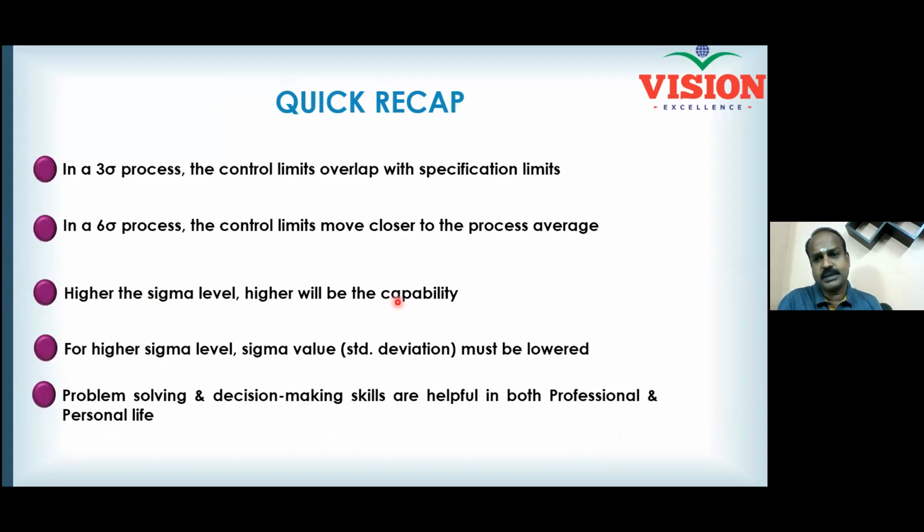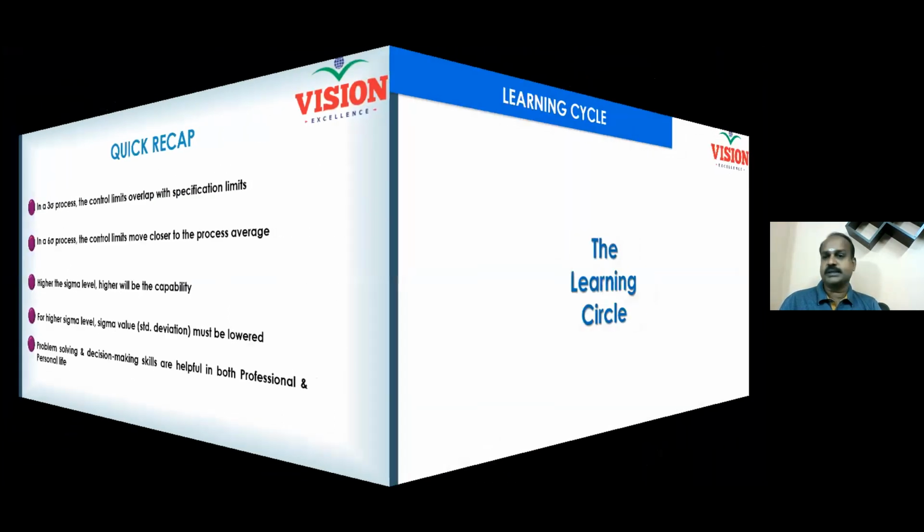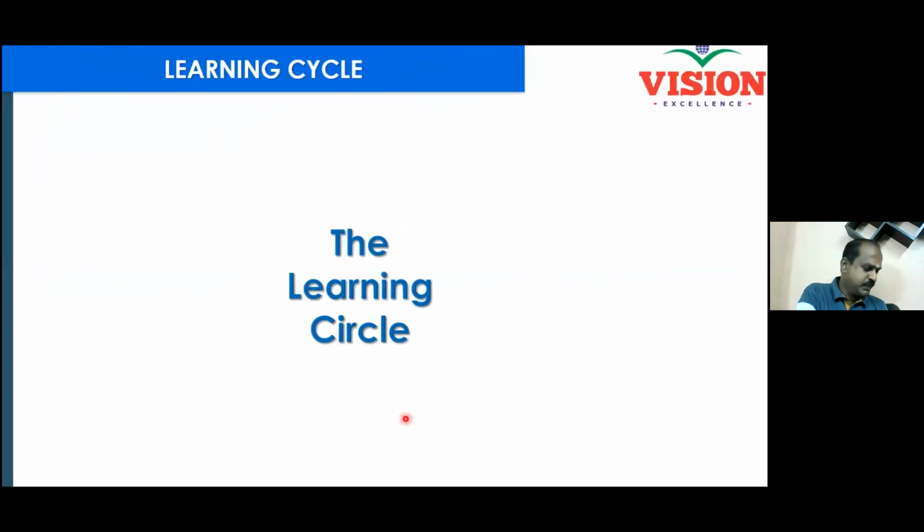And the higher the Sigma level, the higher the capability. If you want to increase your capability, that is Sigma level, please reduce your Sigma, which is standard deviation, right? So by now, I think all of you understand Sigma is different from Sigma level. Sigma should be low to have a higher Sigma level, right? So problem solving and decision making skills are very, very helpful in both professional life as well as personal life. So this completes my talk in the white belt program.